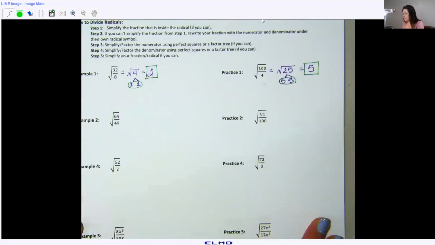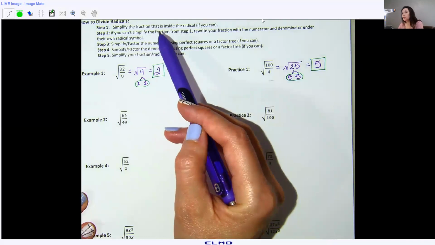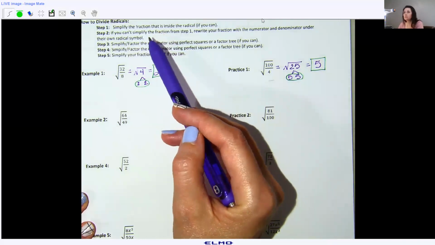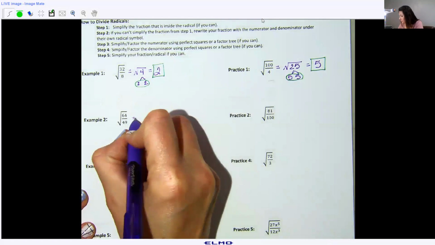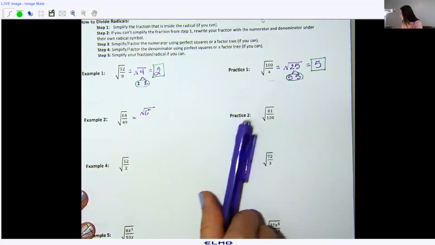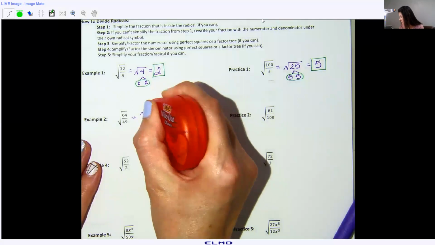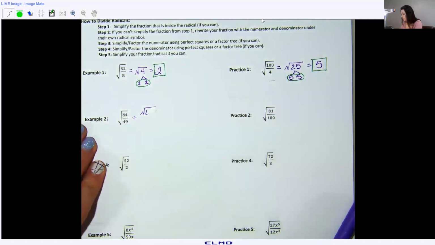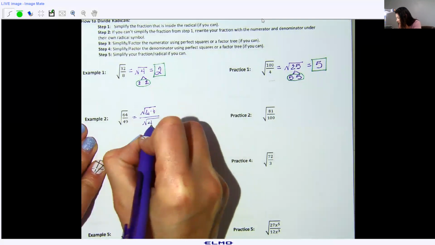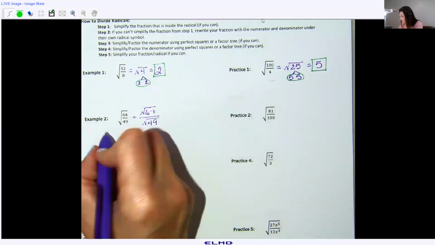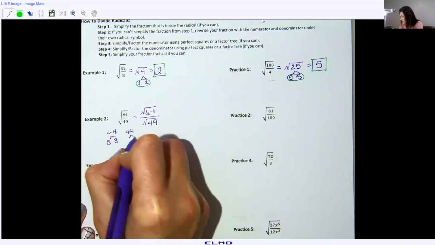All right, let's look at example number 2. In example number 2, we can't simplify the fraction that's inside. You don't really want to deal with decimals in this case. So we go to step 2. We're going to rewrite this as two separate radicals, because if you notice, they're both perfect squares. So the square root of 64 over the square root of 49. Now I know that 64 factors out to 8 times 8, and 49 factors out to 7 times 7.